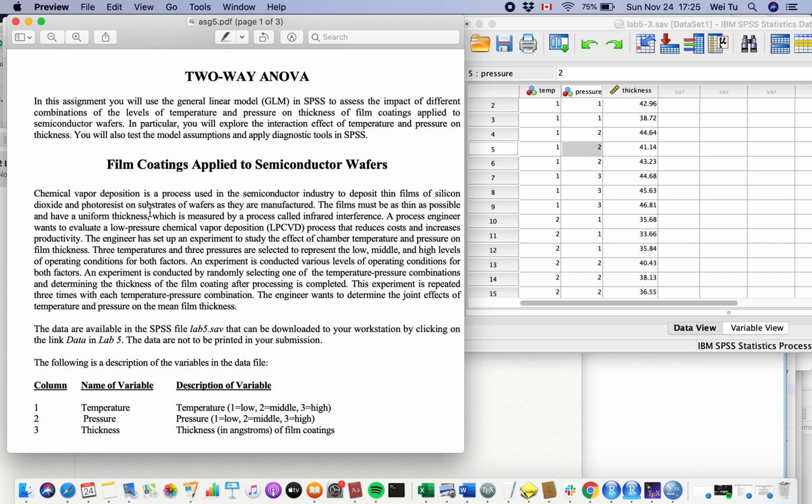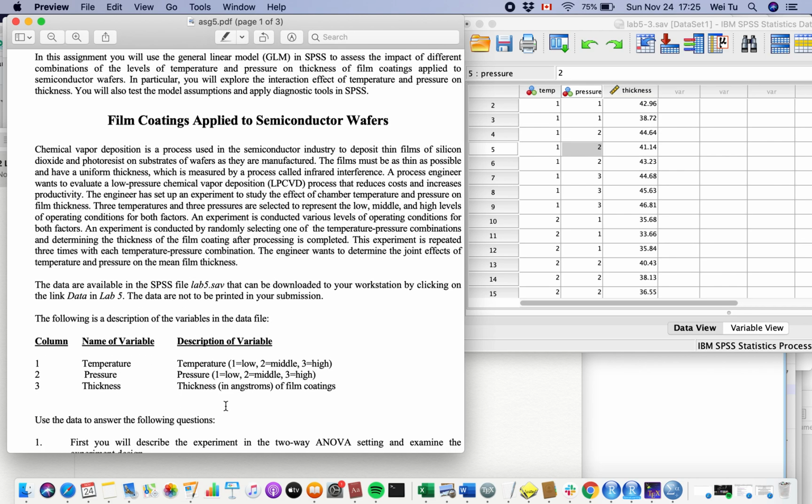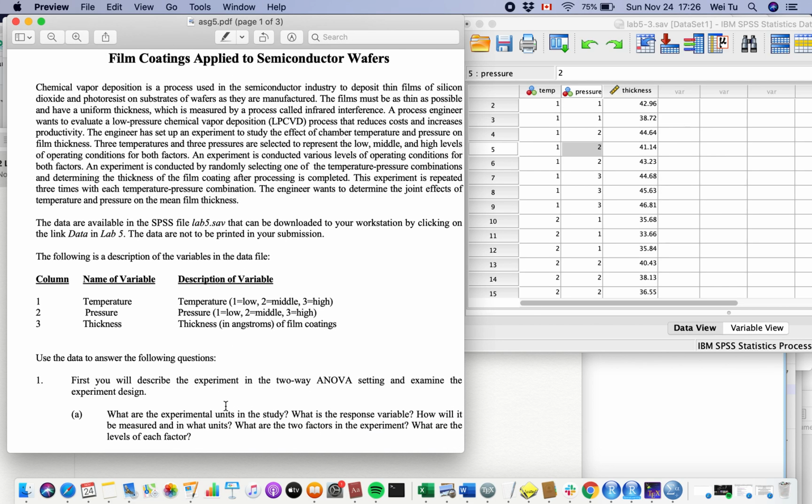As you can see, we're looking for the optimal combination of pressure and temperature that produces the thinnest film coating. This is a very typical, frequently seen problem in industry, where you want to find the optimal combination of conditions to produce the best results. So it's a very classical two-way ANOVA setting: 2 factors, each with 3 levels, and one continuous response measured in angstroms.